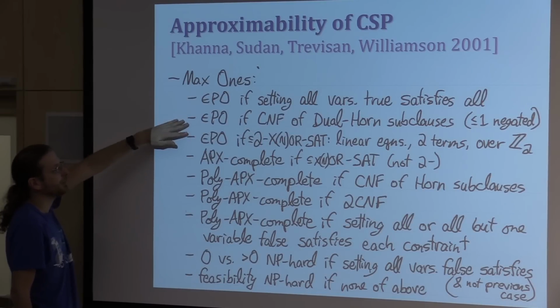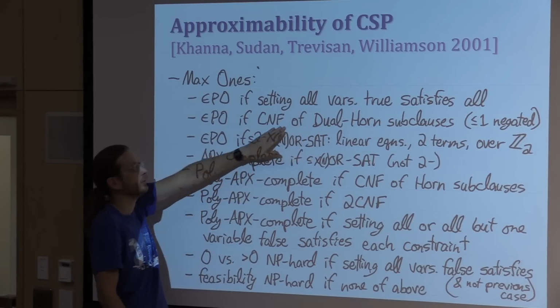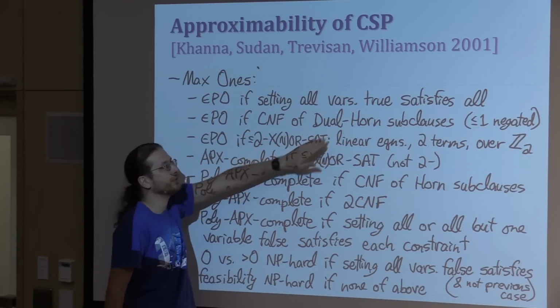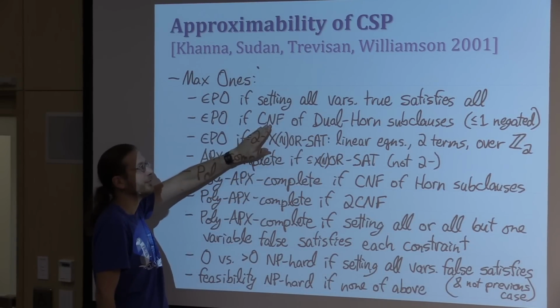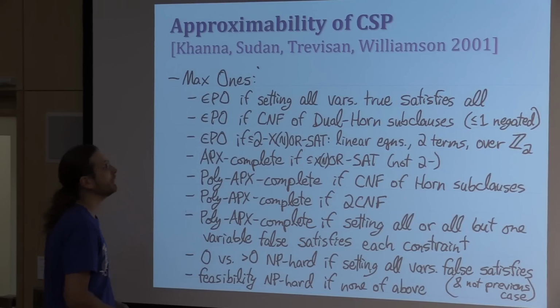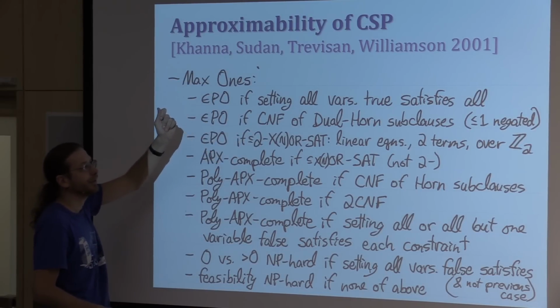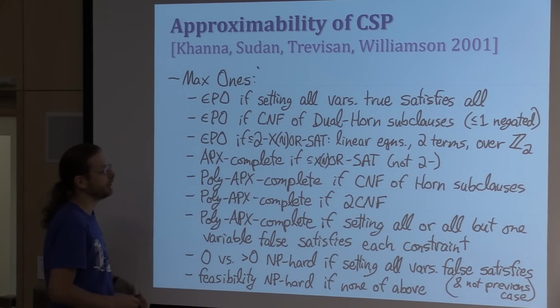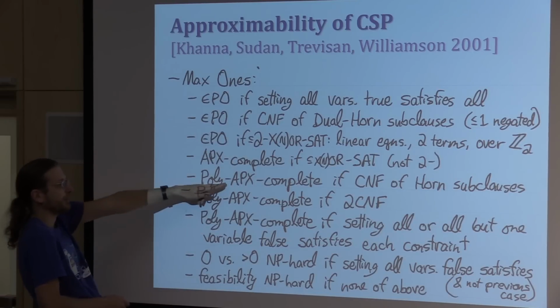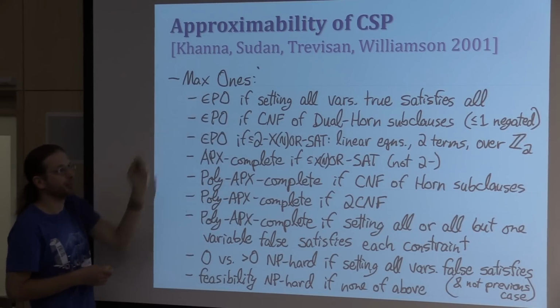There are some more positive cases. If you have a dual horn setup, so this is another one of the Schaefer situations. If every clause, when you write it in CNF, every subclause is dual horn, at most one negated thing, that is a good situation for maximizing ones because only one of them has to be negative. But with horn, for example, you get poly APX-complete because we have an asymmetry here between ones and zeros.